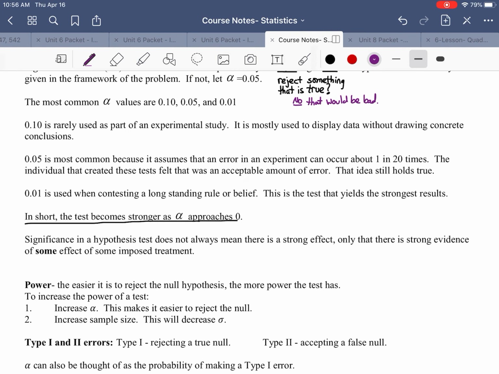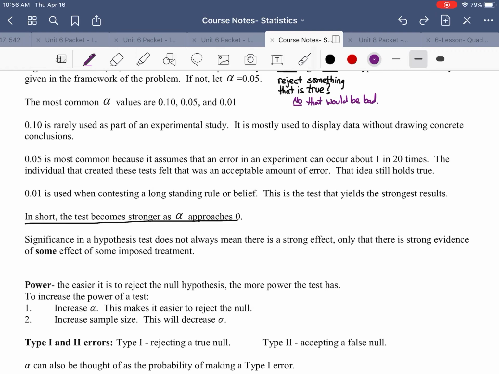The power of a hypothesis test. It's kind of weird: the easier it is to reject a null hypothesis, the more power a test has. To increase the power of a test, we increase alpha, which makes it easier to reject a null. That doesn't really mean much right now until we get an example. Increase sample size. This will decrease sigma. Same idea.